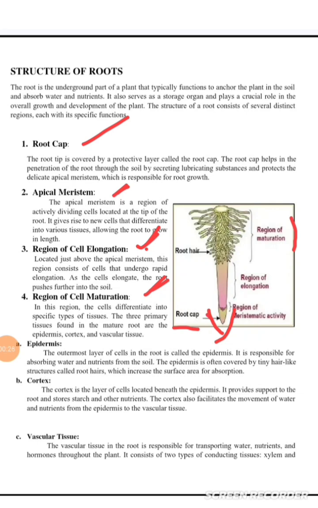The root cap protects the growing tip of the root, which means it protects the delicate apical meristem, which is responsible for the growth. This apical meristem is responsible for the root growth. And the root cap also helps in the penetration.